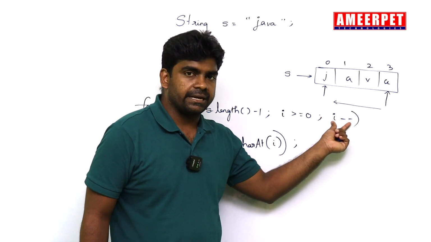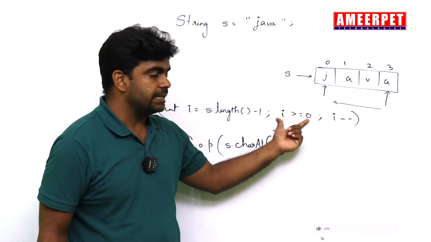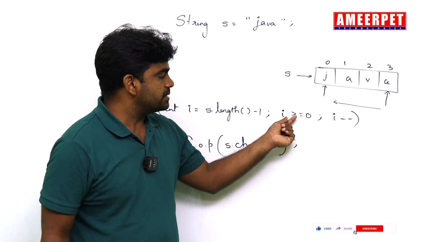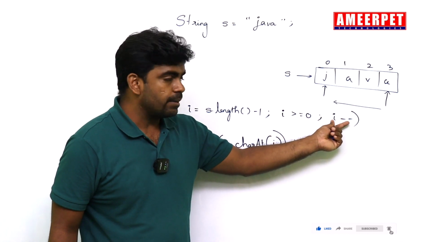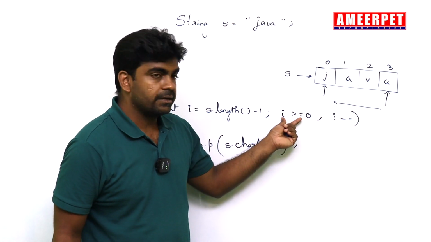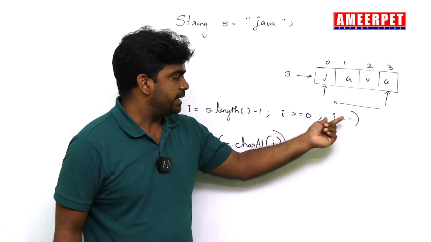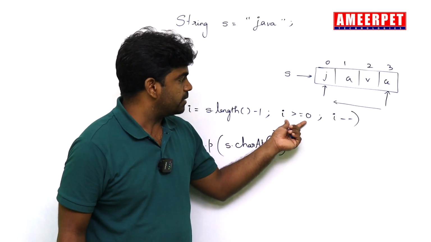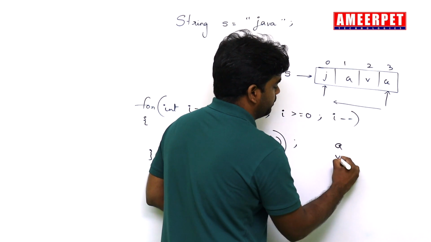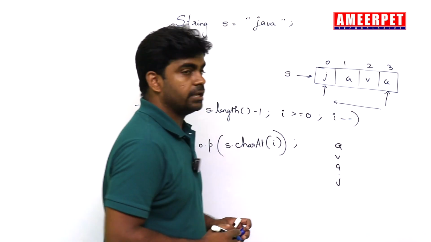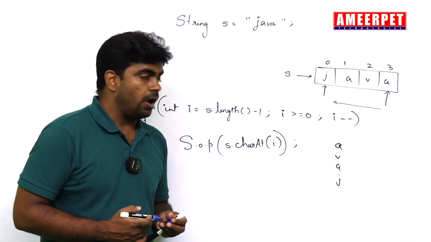Next i-- makes it 2. Still the condition is true, 2 >= 0. Then it will become 1, 1 >= 0. Next it will become 0, 0 >= 0. So it will print "avaJ". In reverse order, it will give the output.